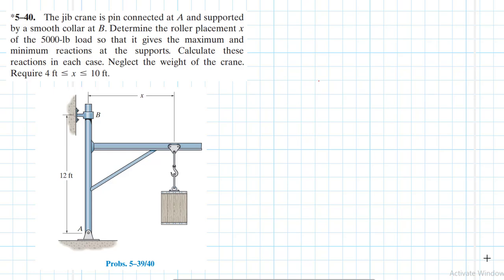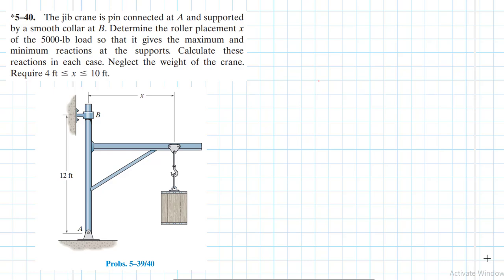The problem reads: the jib crane is pin connected at A and supported by a smooth collar at B. Determine the roller placement X of the 5,000 pound load so that it gives the maximum and minimum reactions at the supports. Calculate these reactions in each case. Neglect the weight of the crane.